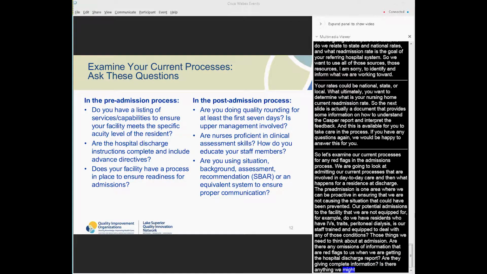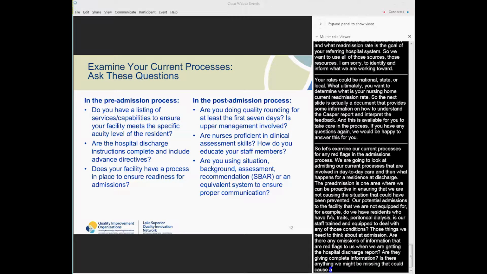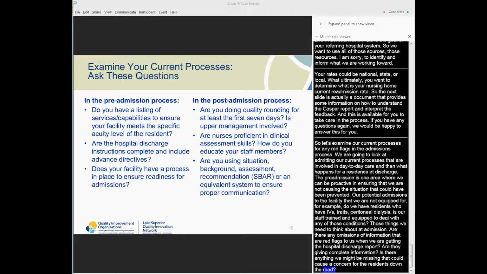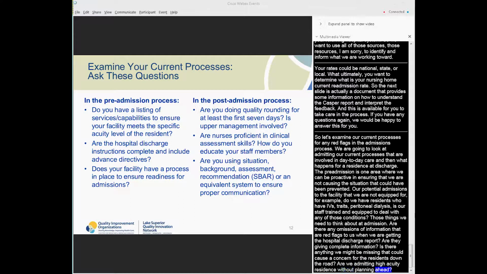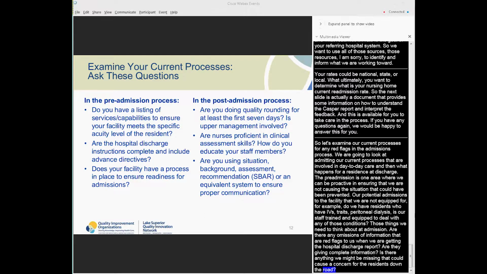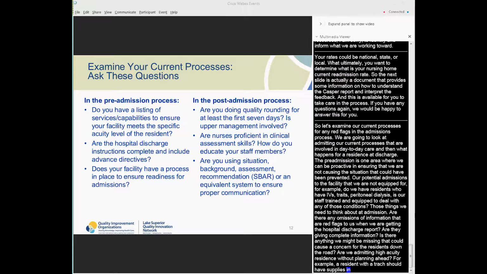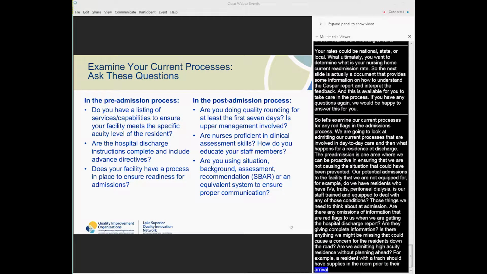And are we admitting high acuity residents without planning ahead? For example, a resident with a trach should have supplies in the room prior to their arrival. Do we require isolation precautions? Are there any concerns prior to getting that resident in our home?